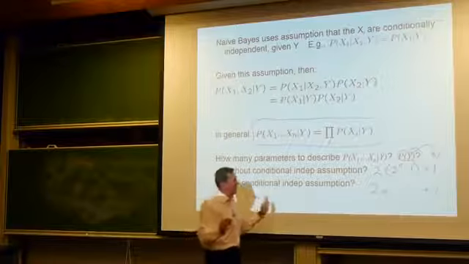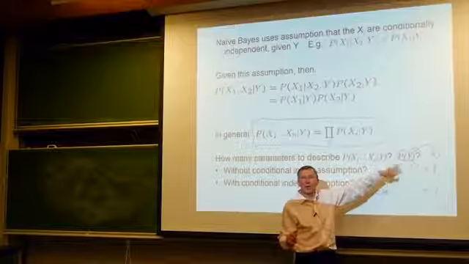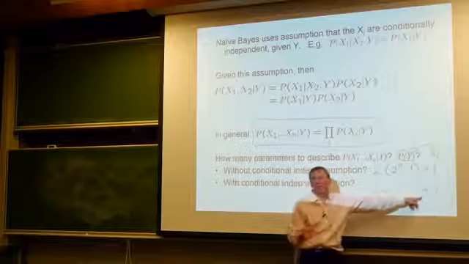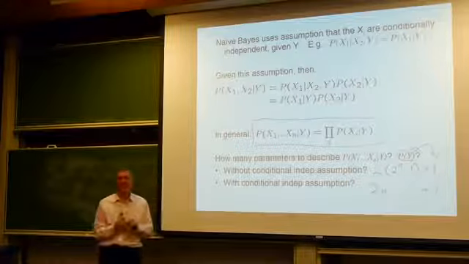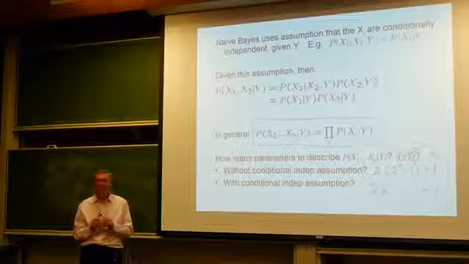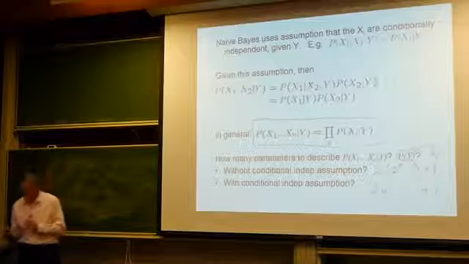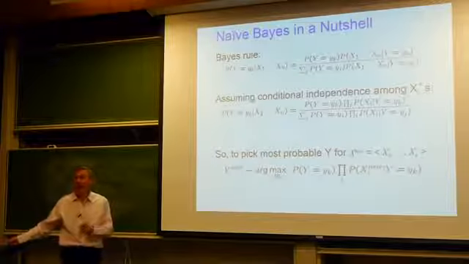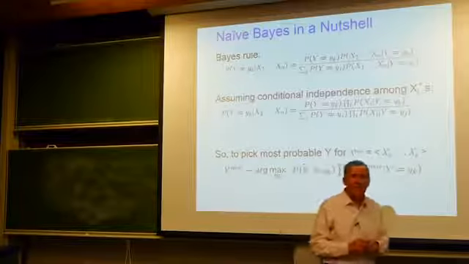But this is beautiful. Remember when we had 30 Boolean features and we were getting like 1 billion parameters here? Now we'll have 61. It's a wonderful world if conditional independence holds. Okay? So now we're there. Now we can talk about the first probabilistic algorithm in the course, naive Bayes.